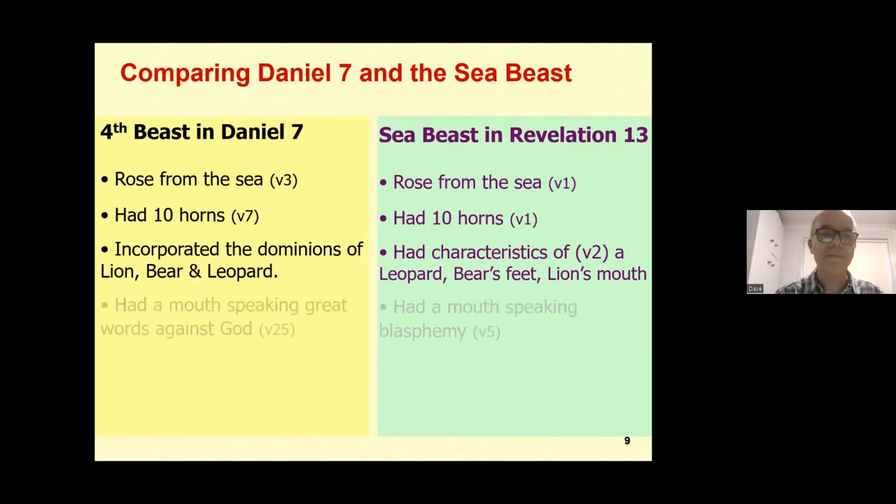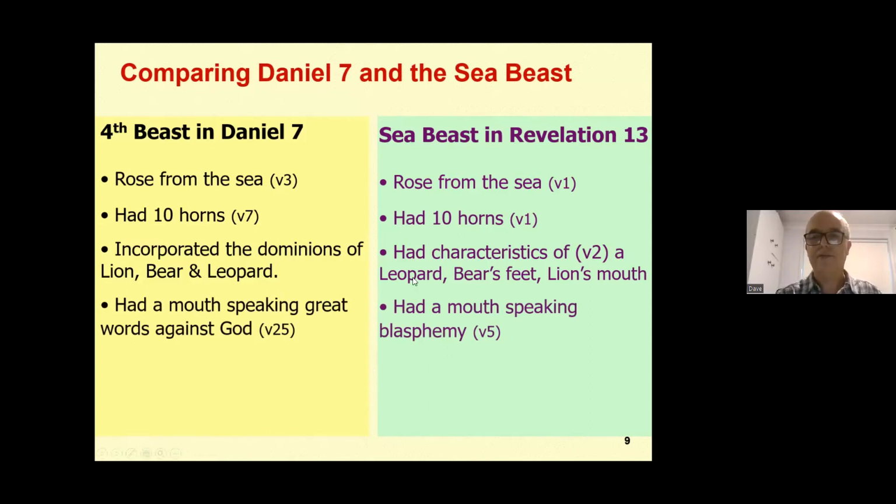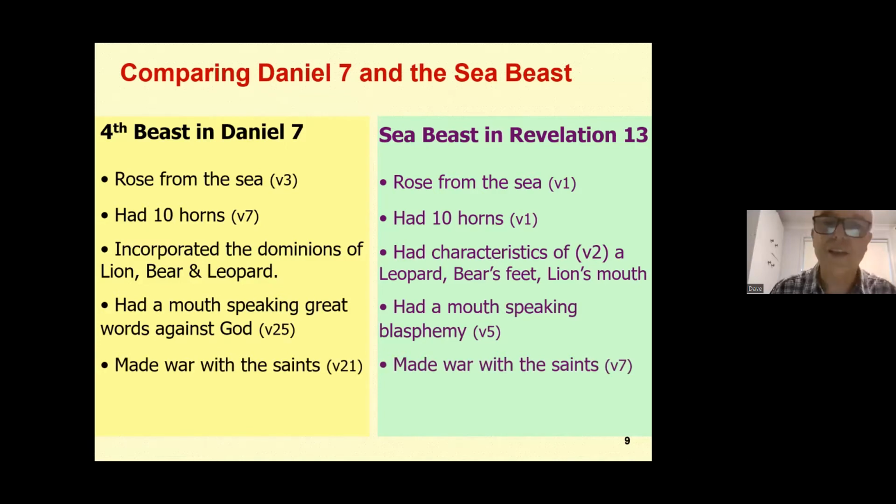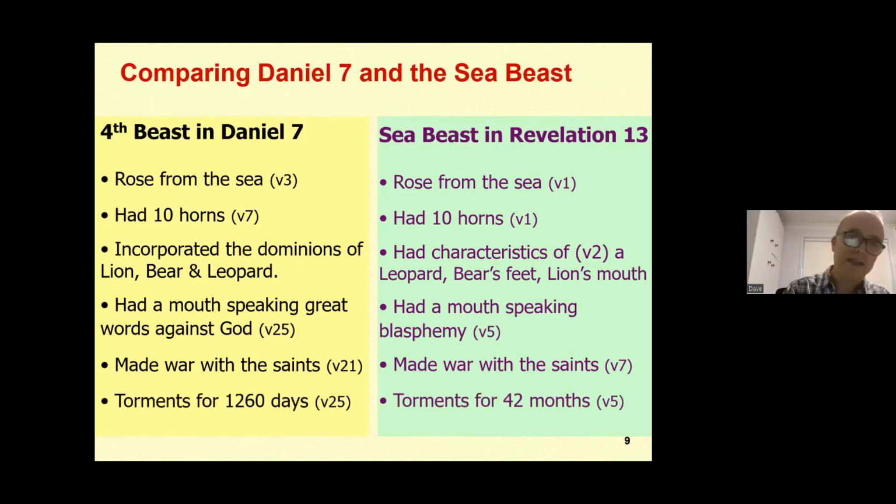Now, I want you to remember that. The beast in Daniel 7 had a mouth speaking great words against God. And in Revelation 13, this beast had a mouth speaking blasphemy. In Daniel 7, the beast made war with the saints. And in Revelation 13, this beast also made war with the saints. In Daniel 7, the beast torments for 1260 days. And in Revelation 13, it continues and it torments. It makes war with the saints for 42 months.